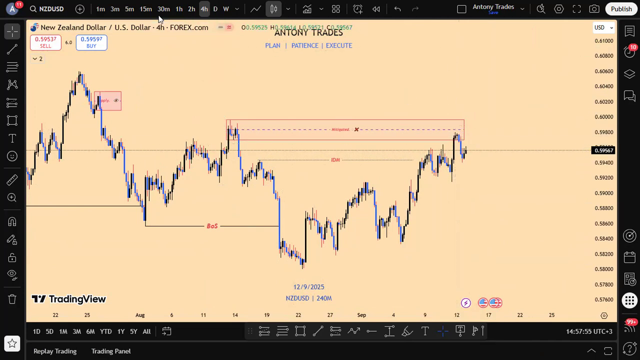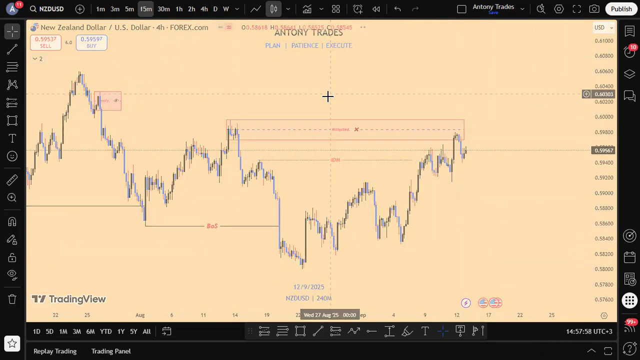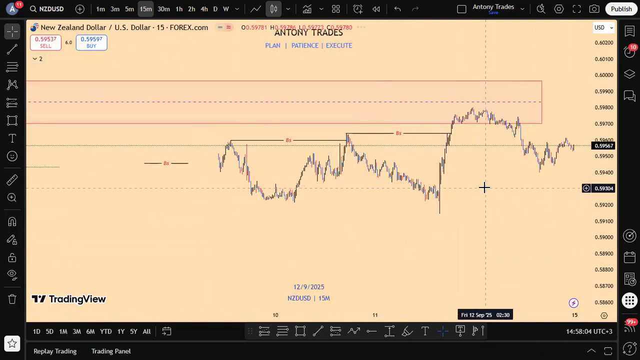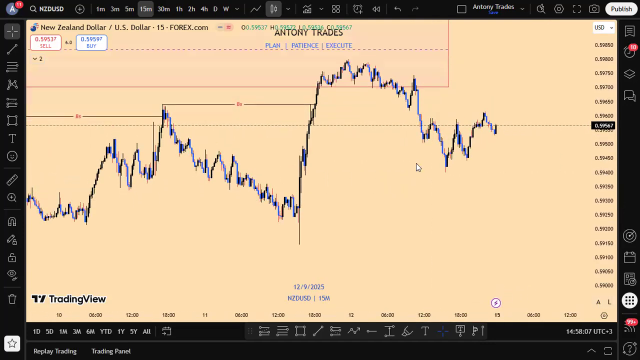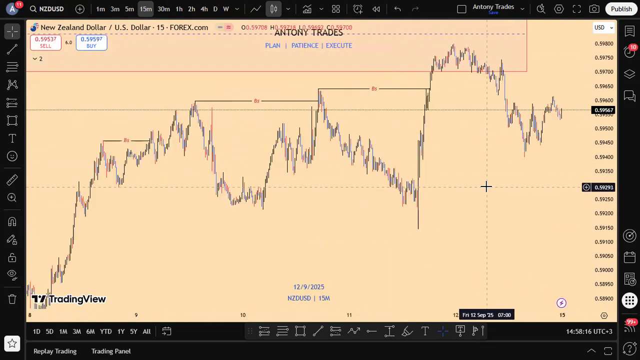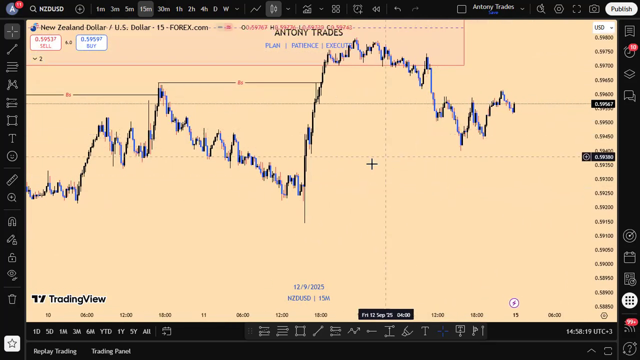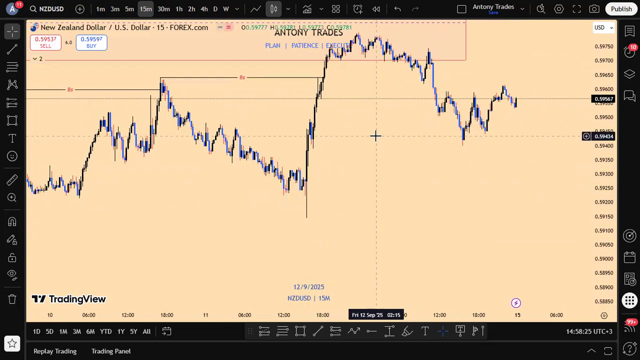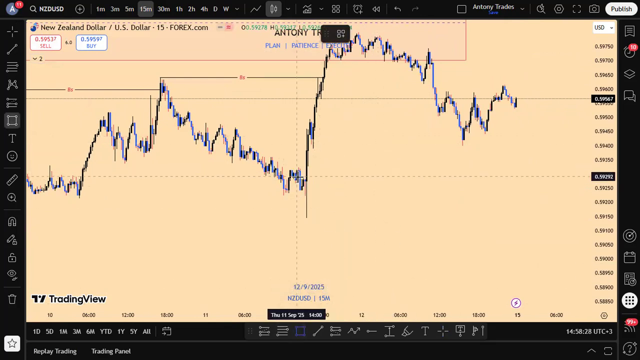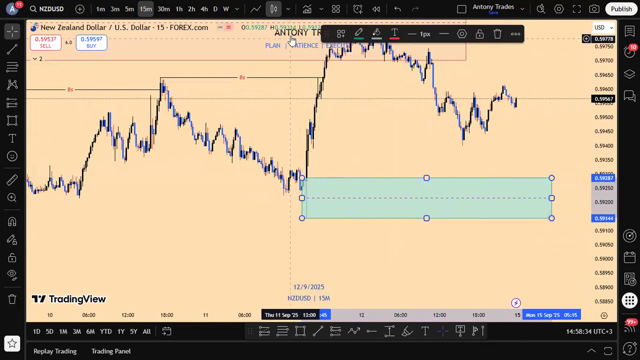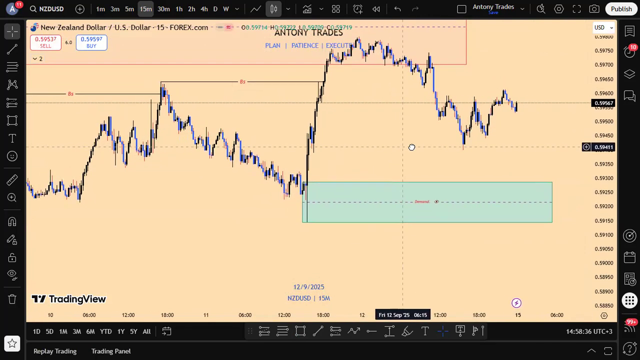So what I'm waiting for is a good change of character from the 15 minutes time frame, because there is no change of character yet. This is our strong low, and this is our weak high. And remember, this is a pair that is associated with the USD, and this one might follow what is happening on DXY. So here I have my order block down there. This is my demand zone.